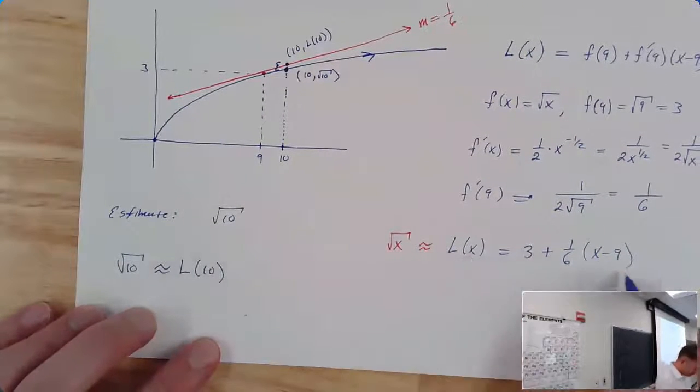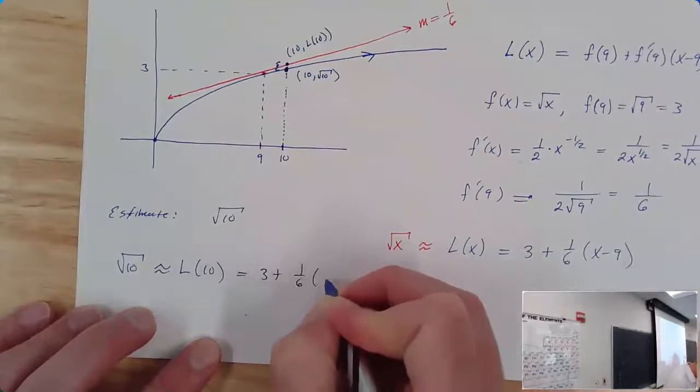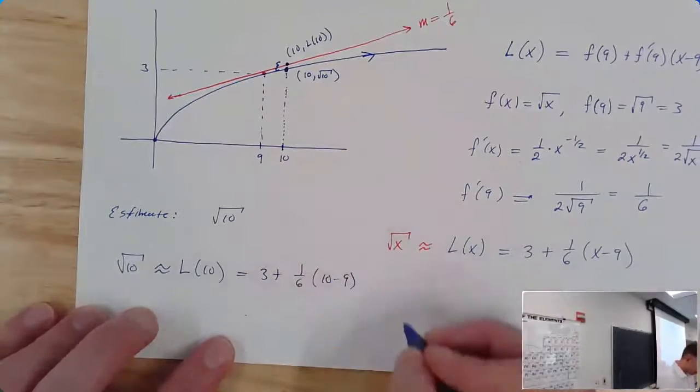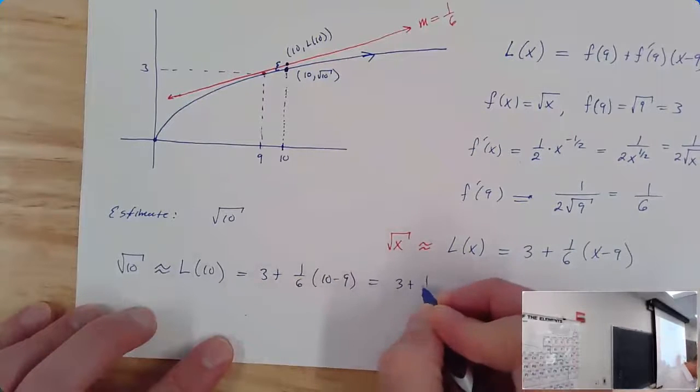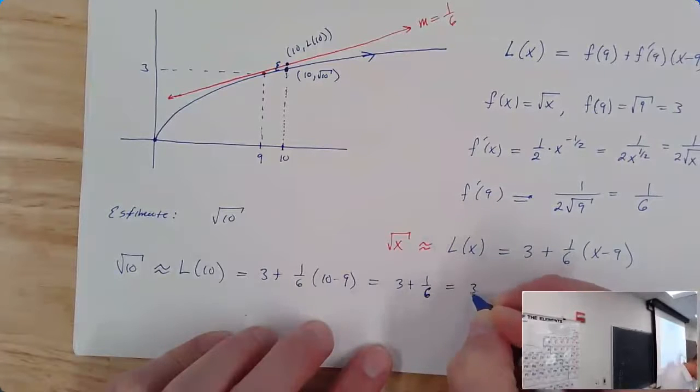Then we're just going to plug in 10 to this function, to this line, and get 3 plus 1/6 times 10 minus 9, which is 3 plus 1/6, which if we want a decimal just to compare it, is equal to 3.166666 forever and ever and ever.